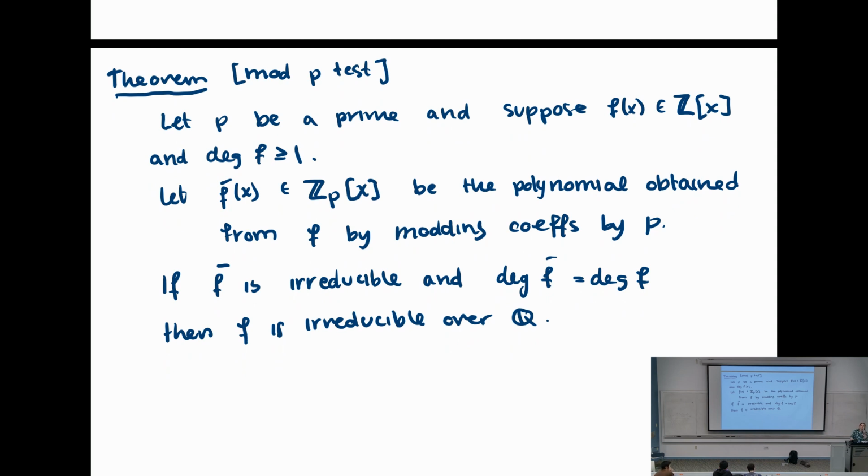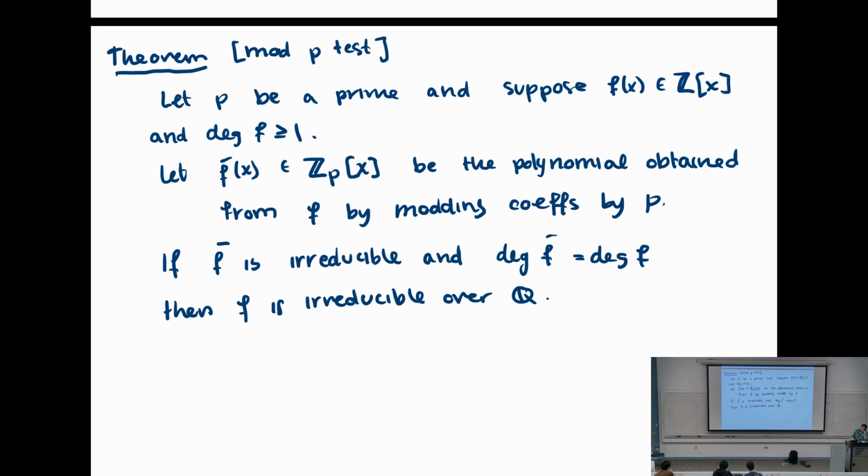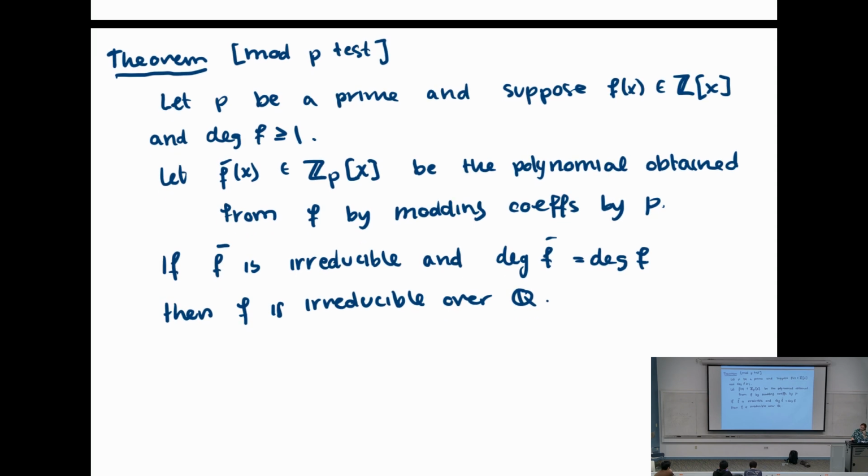Yeah, do you have a question? When are the degrees not equal? What's an example when the degrees would not be equal? So if you modded by a prime that divided the leading coefficient, then the degrees wouldn't be equal. So basically, when you're applying this test, you have to pick a prime that doesn't divide the leading coefficient.